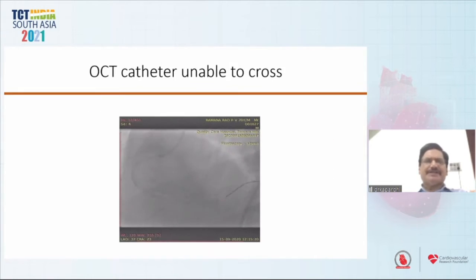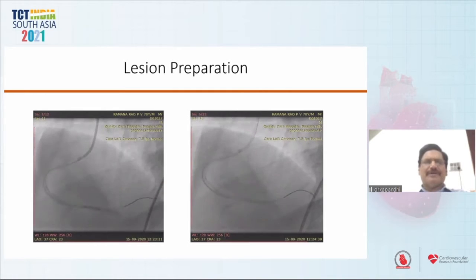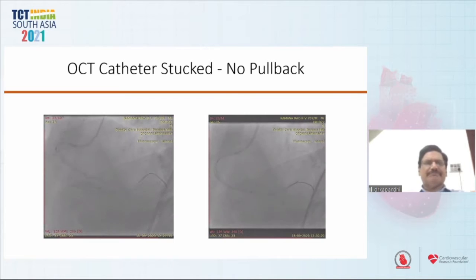Next, as a part of routine, to reveal those hazy lesions, we passed the OCT but it was unable to cross the hazy lesion. So it indicated that the lesion was not adequately prepared. We took a 2 into 10 mm balloon and dilated the distal segment of the RCA. On dilating, the balloon ruptured. Then we took another balloon and dilated.